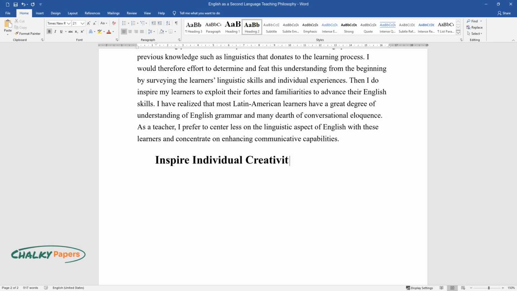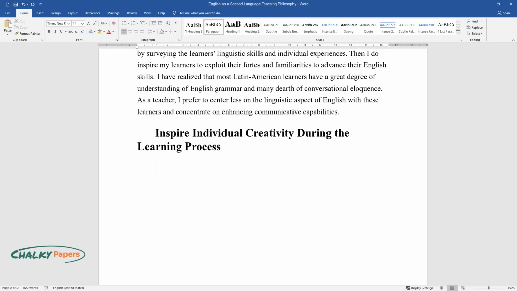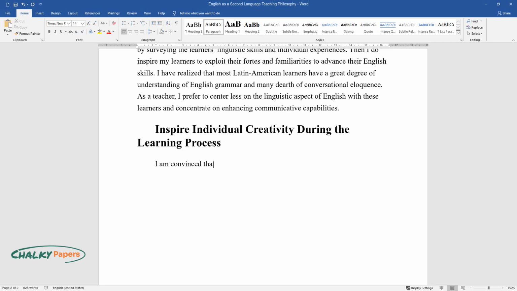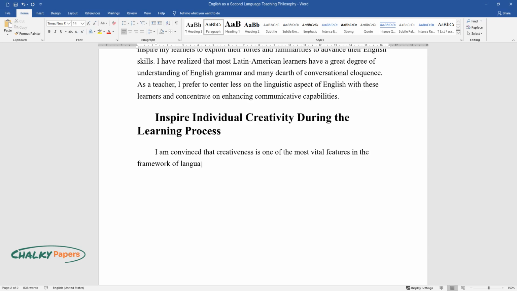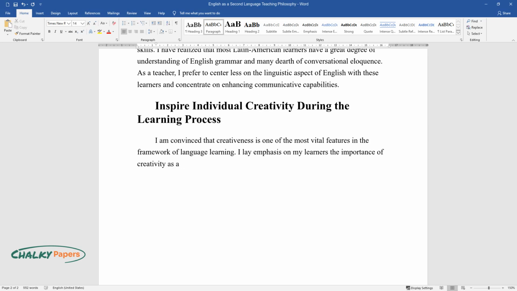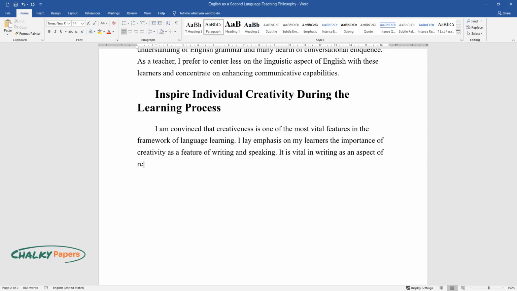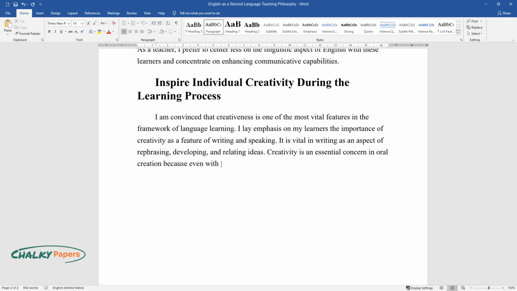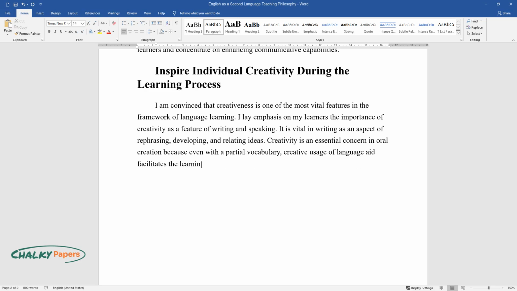Inspire individual creativity during the learning process. I am convinced that creativeness is one of the most vital features in the framework of language learning. I lay emphasis on the importance of creativity as a feature of writing and speaking. It is vital in writing as an aspect of rephrasing, developing, and relating ideas. Creativity is an essential concern in oral creation because even with a partial vocabulary, creative usage of language facilitates the learning of the second language.